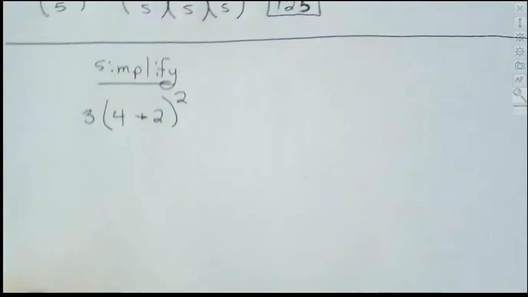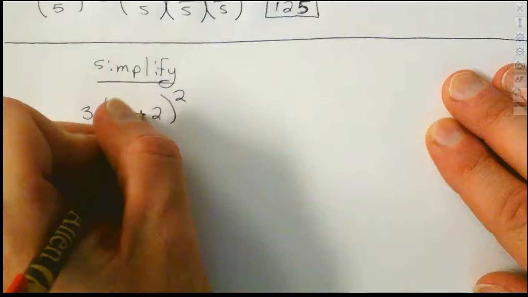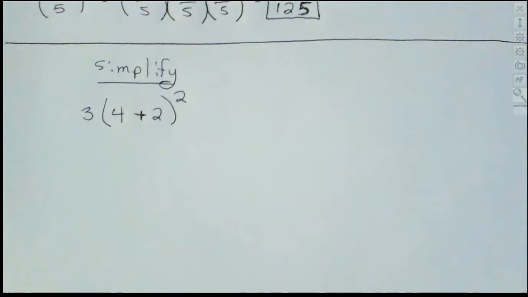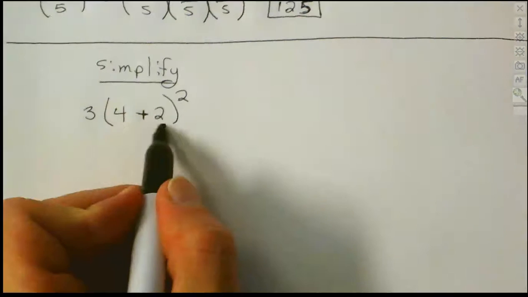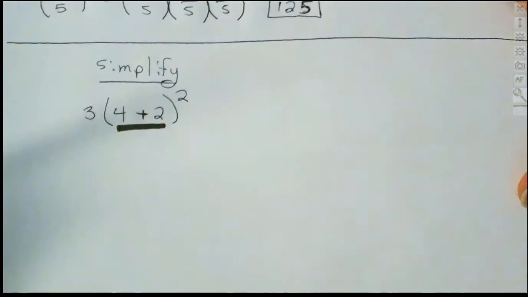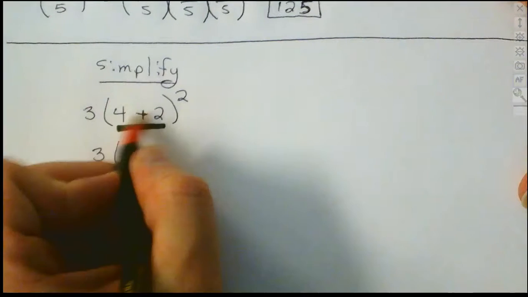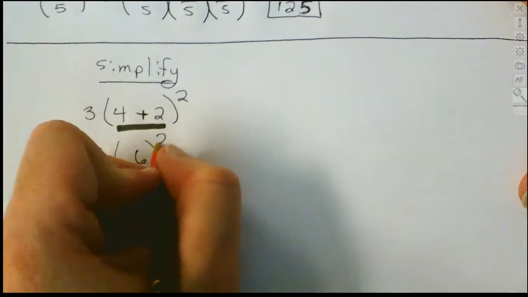So if I gave you this and I said simplify, we need to make sure that we approach it in the correct order. Now, what's the first thing that we do? Well, order of operations says we do parentheses first. So inside the parentheses, I have addition. So we're going to go through the parentheses and add those together. Okay, so adding those together, we get 3, then times 4 plus 2 is 6, squared.